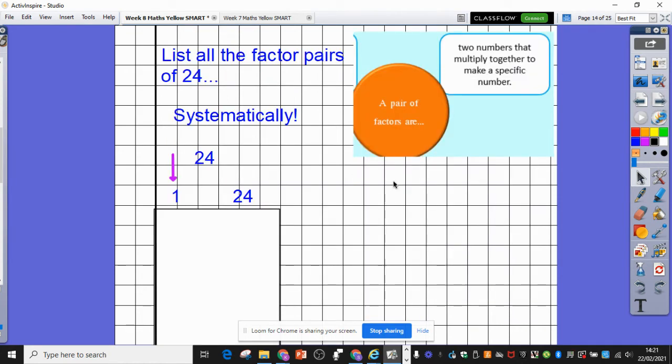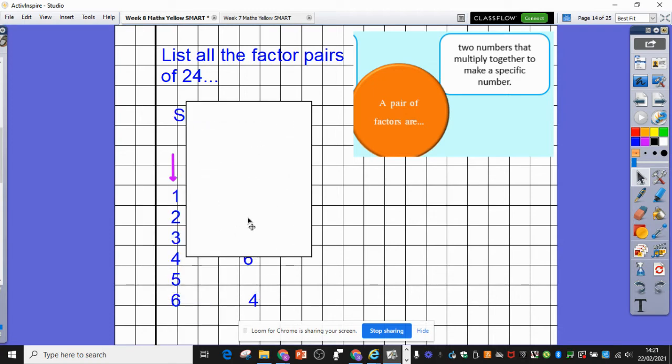So remember, factors are two numbers that we multiply together to get the number. So if we've got 24, what numbers would we multiply together to get to 24? So we're going to do this systematically. And you may remember, Yellow Group, we did this in the autumn term and we're revisiting it now in spring term. So you'll be able to draw on your previous knowledge. And I'm sure once you see me doing this systematically, it'll all come flooding back to you.